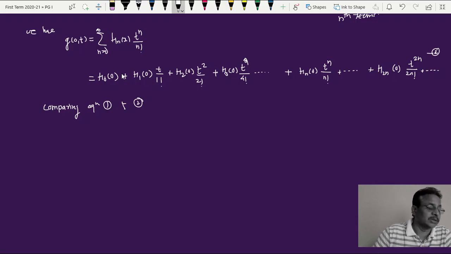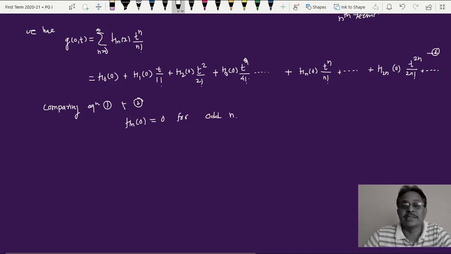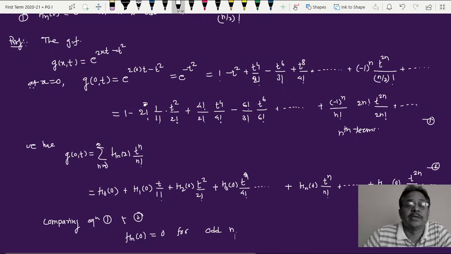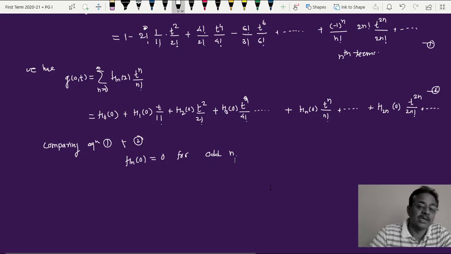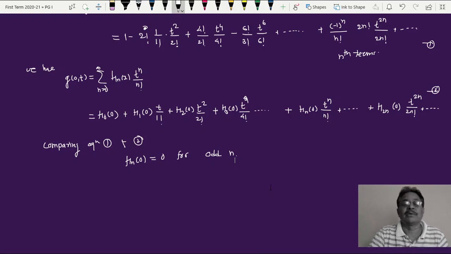Likewise, in that case we will get hn of 0 is equal to 0 for odd n. Odd n is not existing there. Compare here. You are not getting terms for t raised to 3, t raised to 1, t raised to 5, t raised to 7, etc. Those terms are not obtained in equation number 1. Therefore, I can easily write, comparing these two, hn of 0 if n is odd is simply equal to 0. There is no such coefficient for t raised to n when n is an odd power. Therefore, all hn of 0 is equal to 0. That is my first part.